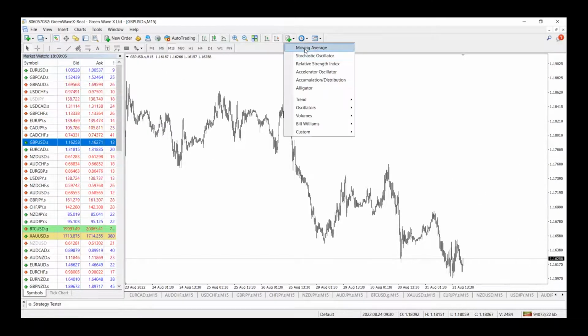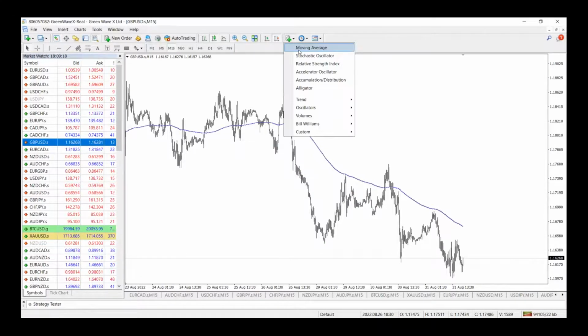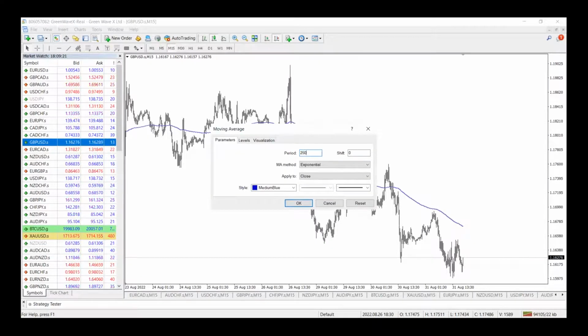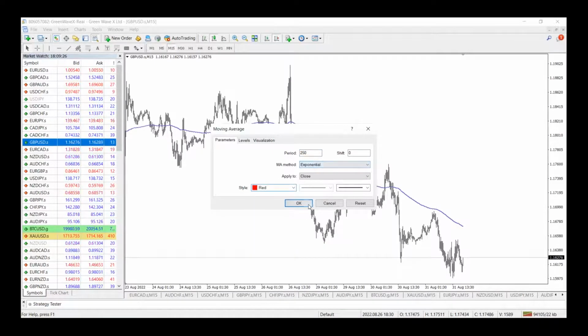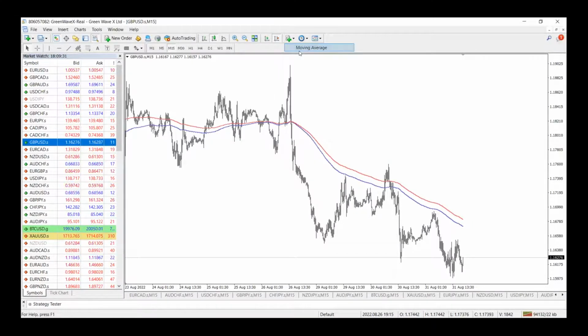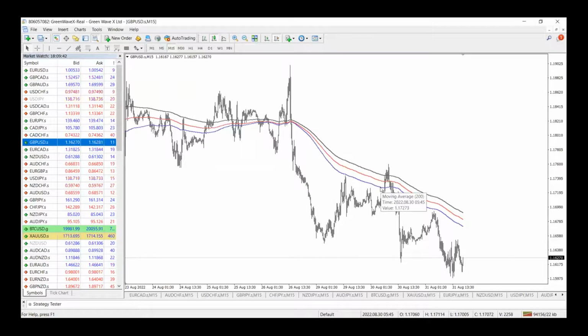Just go to indicator, moving average. You're going to start with 200. You can use blue for that. Make sure it's exponential and shift is 0, apply to close. Then you put another one there, 250, and you change the color to red. Make sure it's exponential, right? Apply to close. Then you put in another moving average, 300, exponential also, and change the color. I'm going to use black, and okay. So that's how this one was plotted.